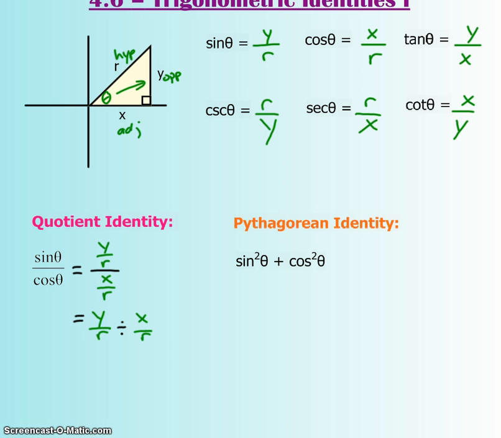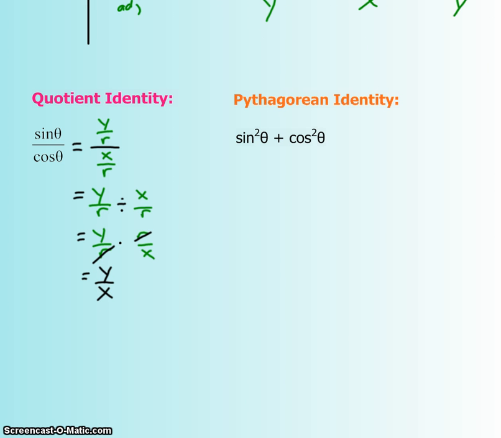Now to deal with that, we're going to flip the second fraction and then multiply. You're starting to notice that, well, maybe you can cancel out your r's and you're left with y over x. I look at this and think, well, that looks very familiar. That's just tan. Tan is y over x. So this equals tan theta. And that's the basis for this quotient identity. Sine theta over cos theta is equal to tan theta.